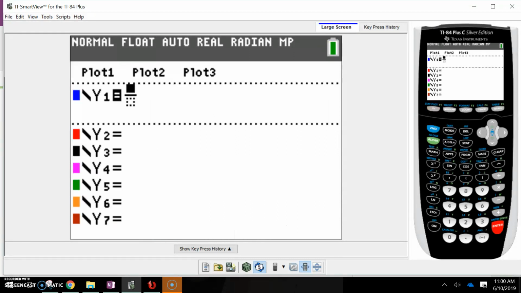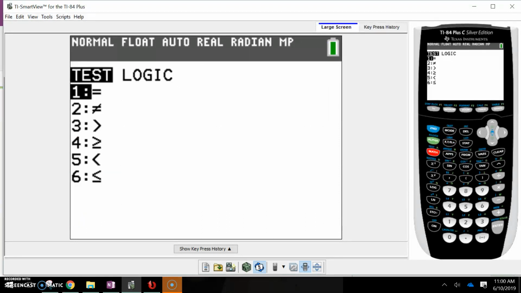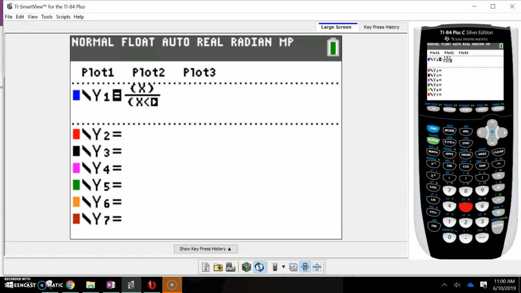So that's under alpha y equals. And then in parentheses, I'm going to put the function, which is just the absolute value of x, in the numerator. And in the denominator in parentheses, I'm going to put the restrictions on the domain. And the restrictions are that x is less than, and the less than is under second and math. That's my test menu. So less than 0.